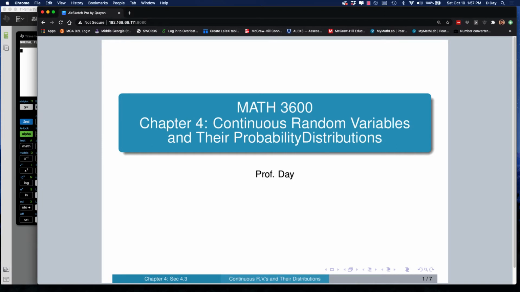Hey everybody, welcome back. We're going to go into section 4.3. We're going to learn in this lecture how to find the expected value and variance for continuous random variables. The concept or ideas behind this are very similar to the ones we looked at with the expected value and variance of discrete random variables, with just the process being different because we're dealing with integration with this particular process. So let's get into it.